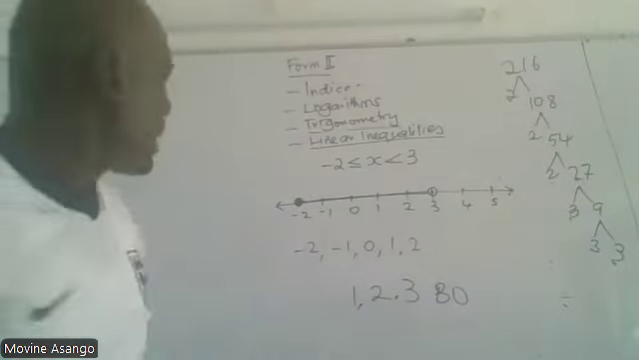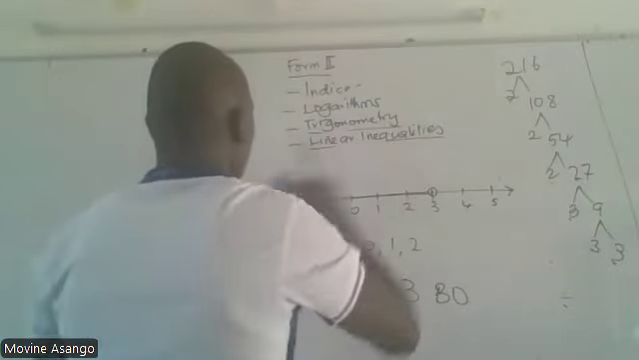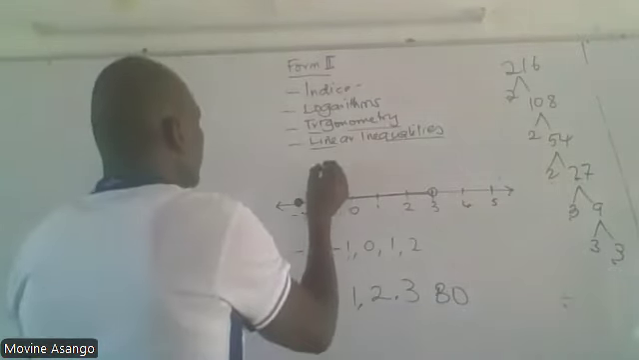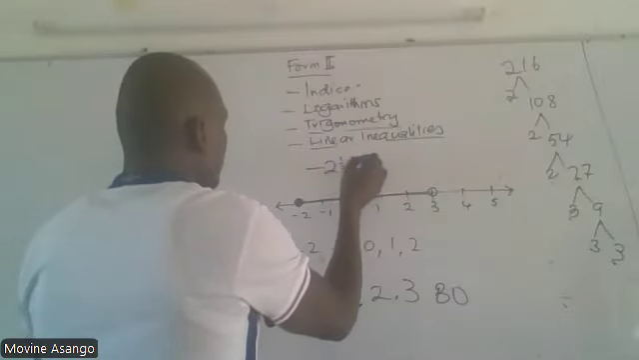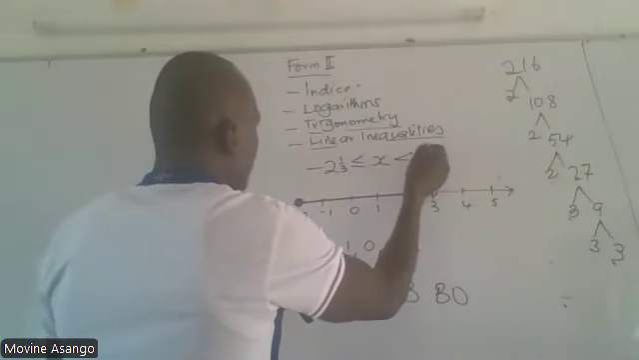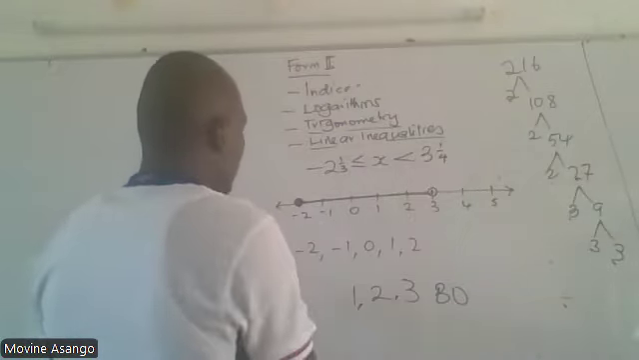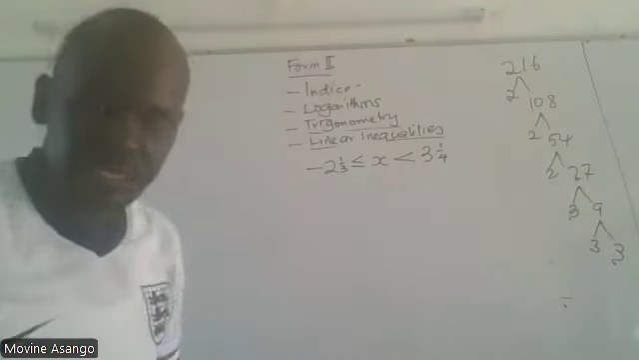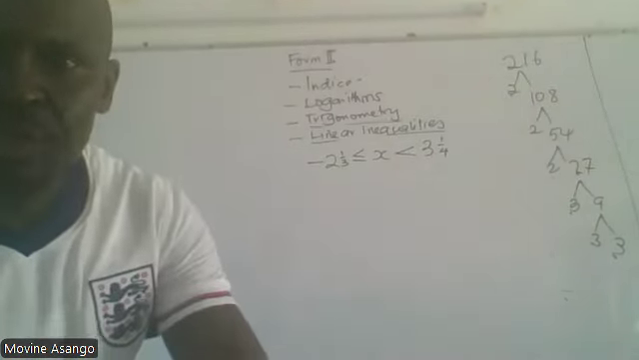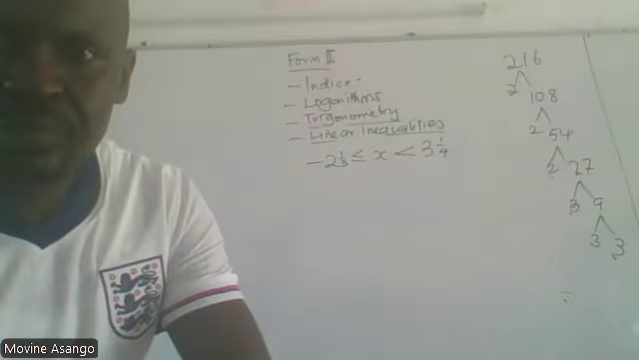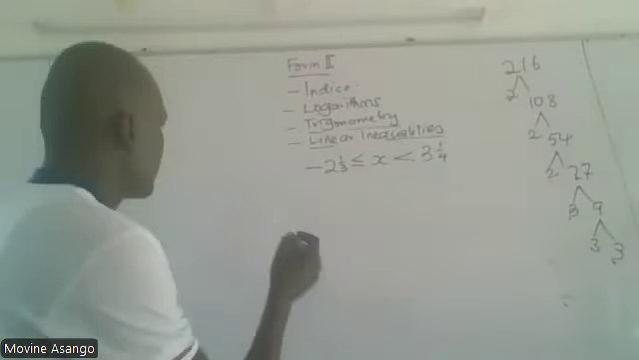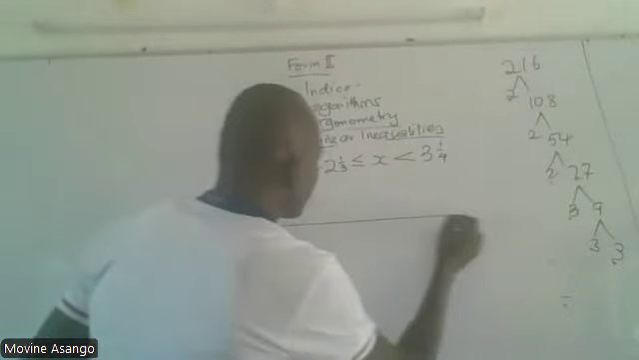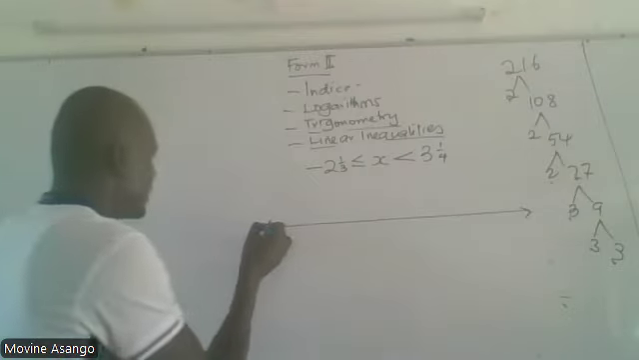What about a case where the answer is -2 and a third, less than or equal to x, less than 3 and a quarter? Such a case has come. We want to draw a number line to represent that. We are having a straight line with arrows on both ends.